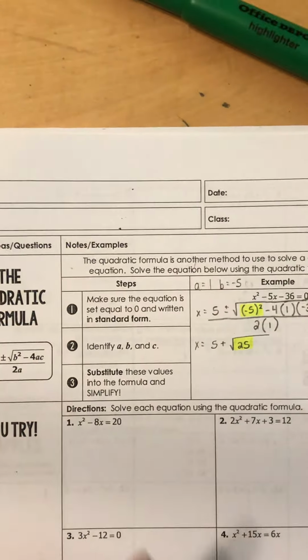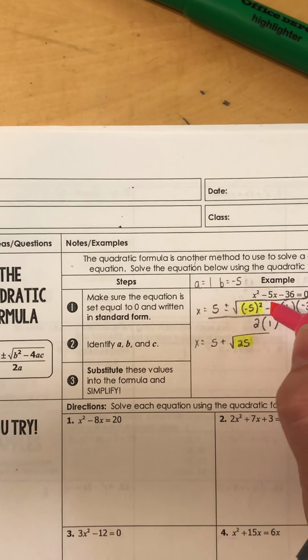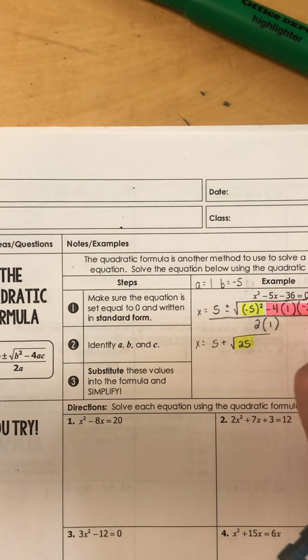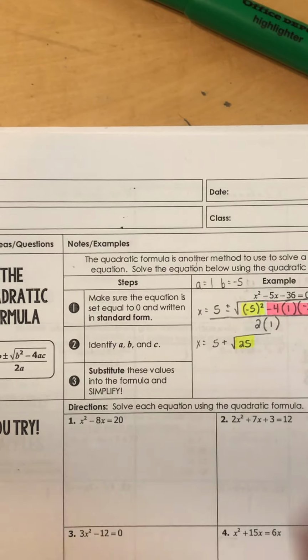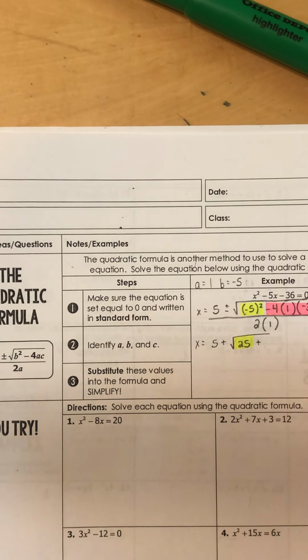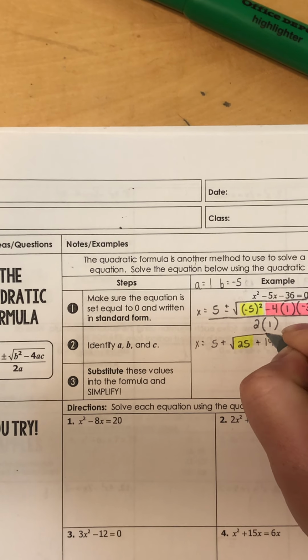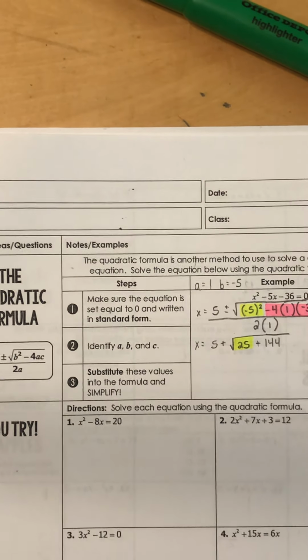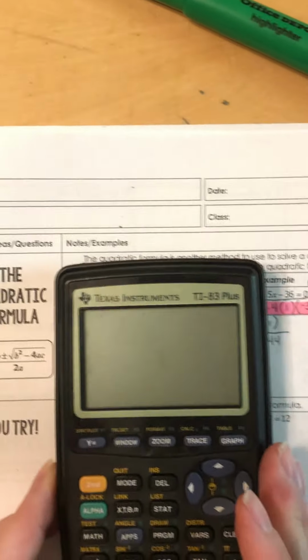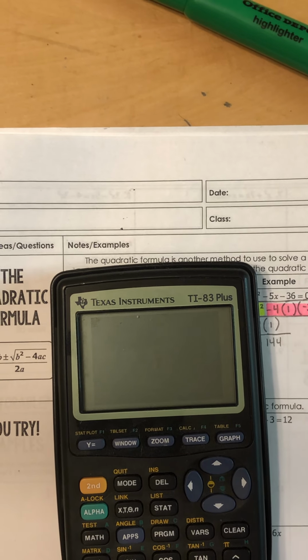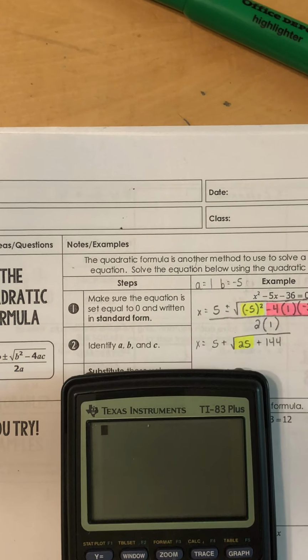And then you're going to do the rest of this. So negative 4 times 1 times negative 36 is going to give you plus 144. And you can do this on the calculator right there. So if you were to put this in the calculator, hopefully you can see what I'm doing here.